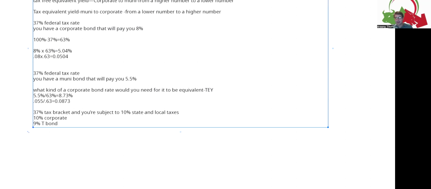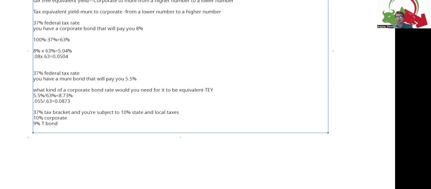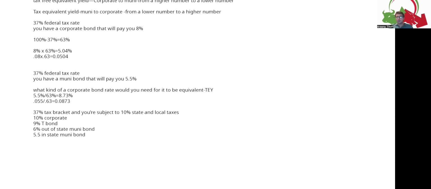Then let's say you had a 6% out-of-state muni bond, right? And then let's say you had a 5.5% in-state muni bond. So the way you would compare these is a variation of the tax-free equivalent yield. You're going to take all of these and try to convert them to the after-tax return, right? You could theoretically convert the muni into what it would be taxable, but it's easier to just go from the taxable to the non-taxable.